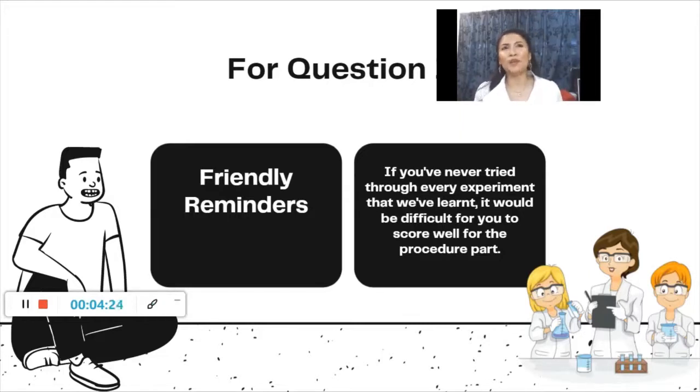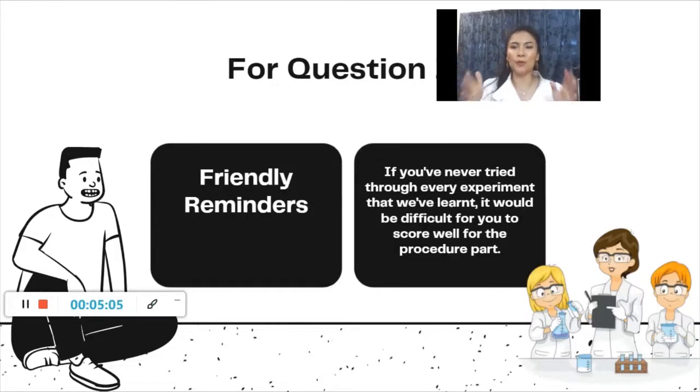Whenever you are asked to conduct an experiment at school, in the lab, you must get involved. Don't just sit there like a robot, or become a supervisor watching your friends conduct the experiment. You must get involved so that you will remember the procedures and also the objectives of the experiments that you have conducted.